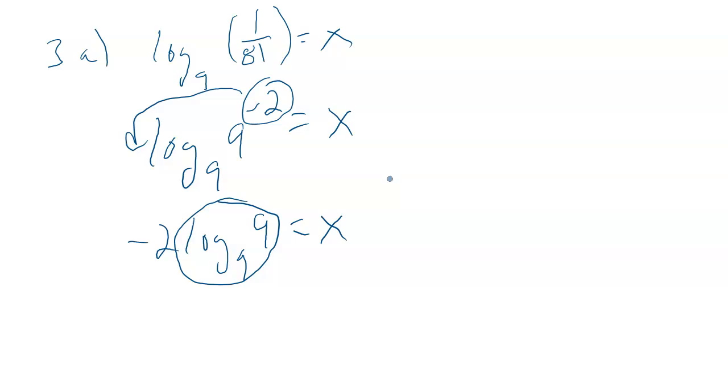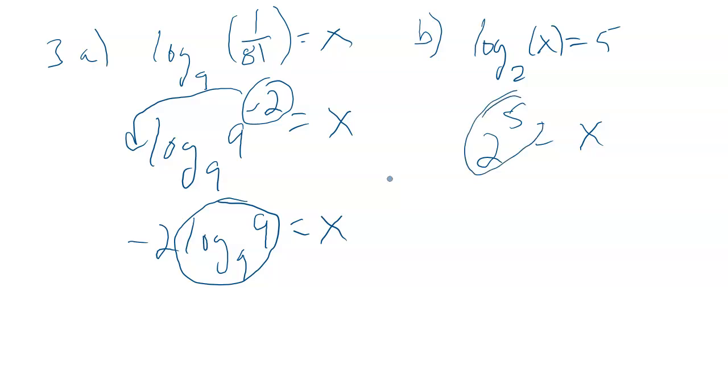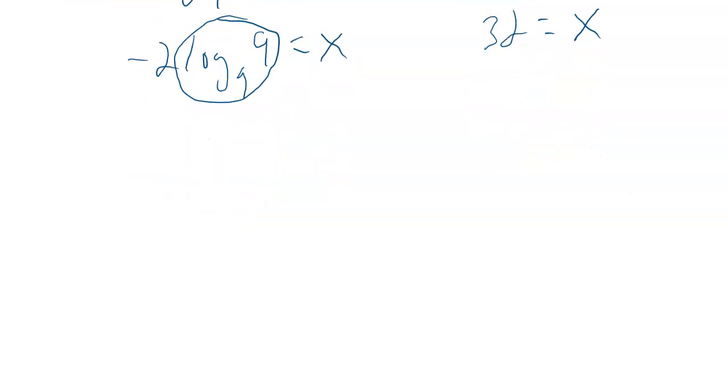All right, so let's see. This is 3b. This says log base 2 of x is equal to 5. I think this one I will go to exponential form. I think it's easier. So you get 2 to the 5 is equal to x. 2 to the 5th is 32. x is equal to 32. It's not bad. These aren't bad.